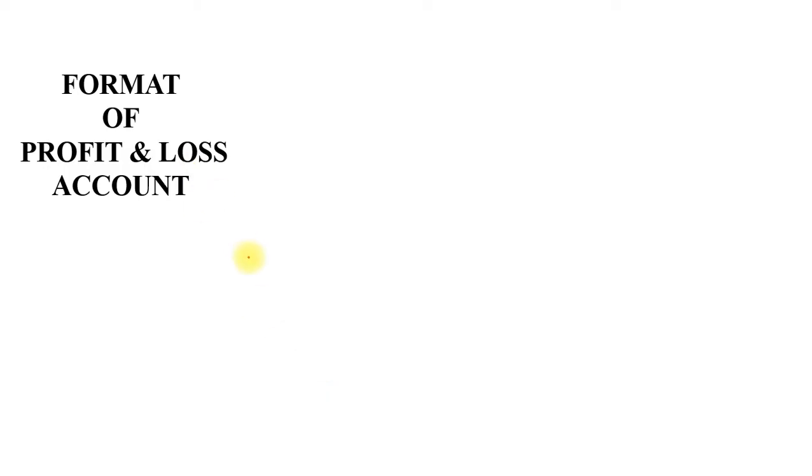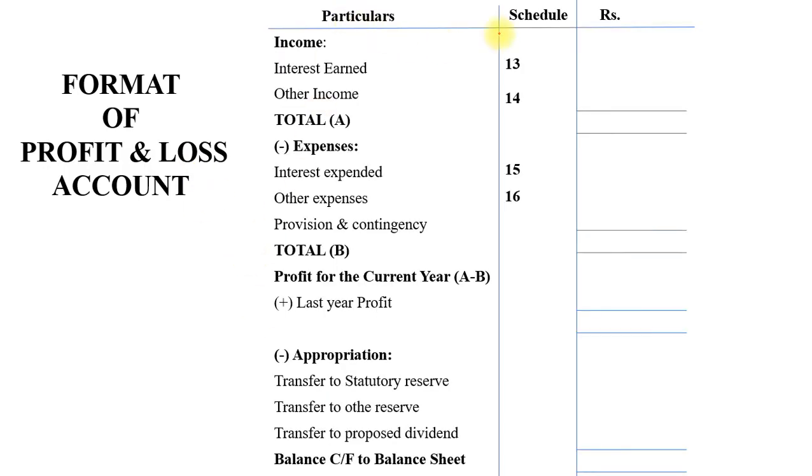The format of profit and loss account is you will have particular, schedule, rupees. The very first part will be income. Under income we will have interest earned under schedule 13, other income under 14. We add up, we get the total. Second will be expenses in which we have interest expended, that is interest paid, other expenses under schedule 15 and 16 respectively, provision and contingency. Total it up, we will get the total expense.